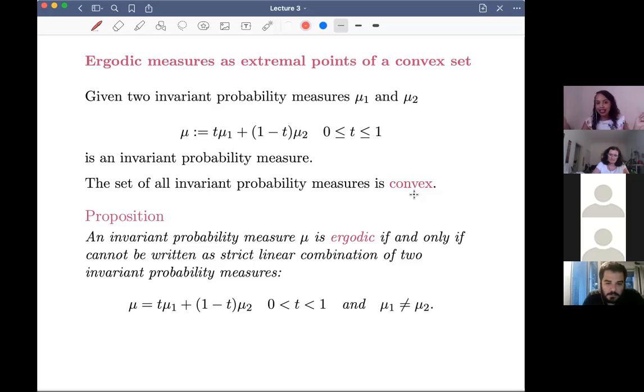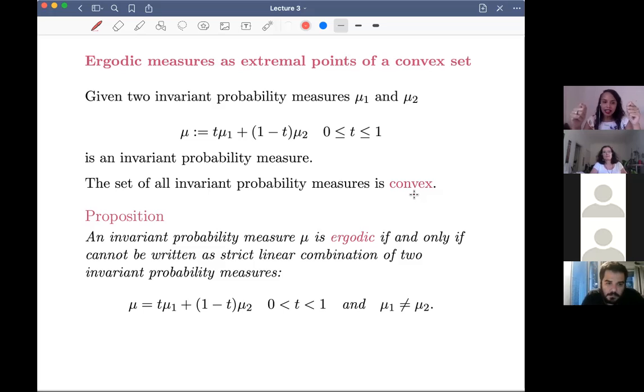Recall that an extremal of a convex set is defined as follows: when you are in a convex set, you take 2 points in this set and form the combination, meaning you take the segment that connects these 2 points. The whole segment belongs to the set.